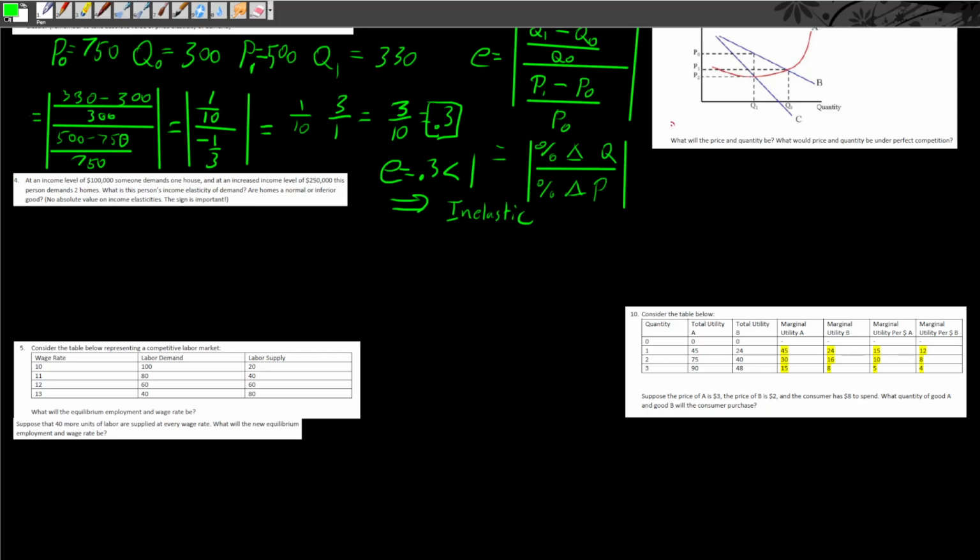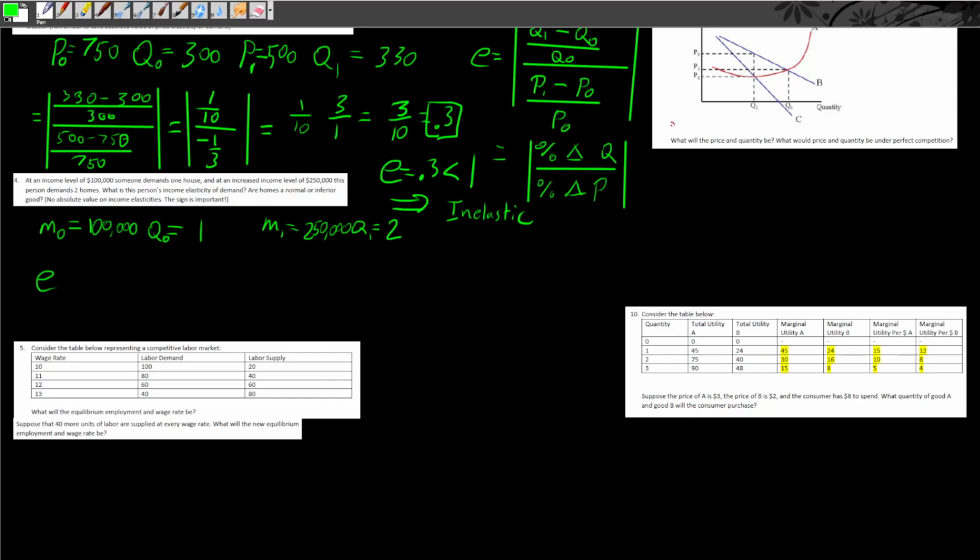And we use more or less the same formula as we did for a price elasticity of demand. It's just that the prices are changed out for incomes. So let's start by figuring out income 0, quantity 0, income 1, quantity 1. So we start at 100,000. The second income is 250,000. Quantity 0 is 1, and the second quantity is 2.